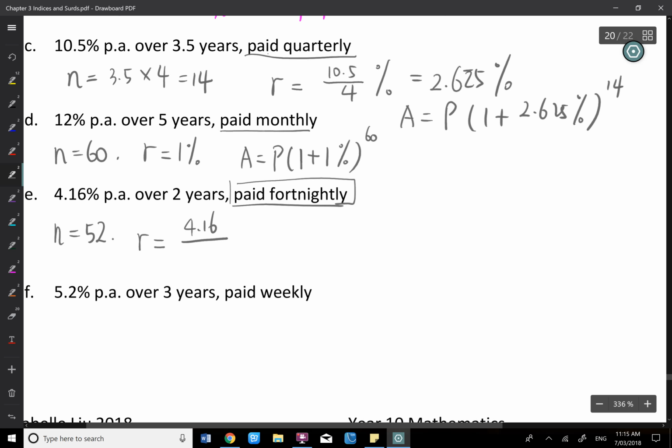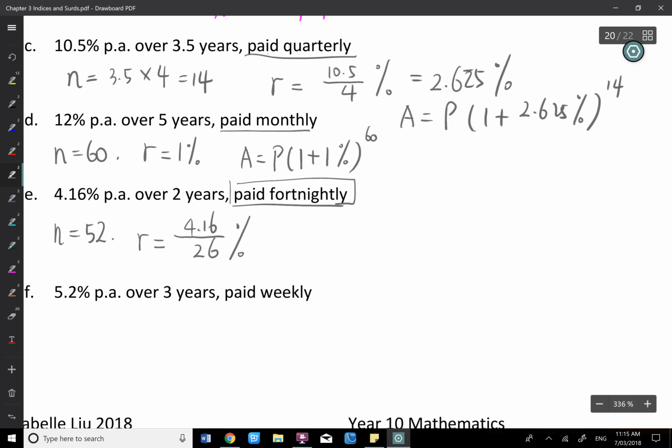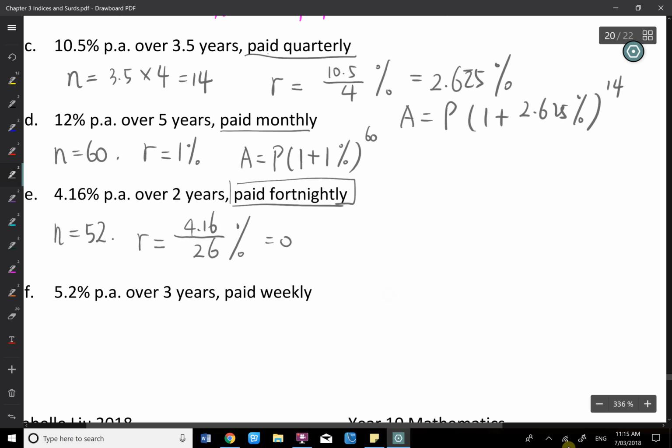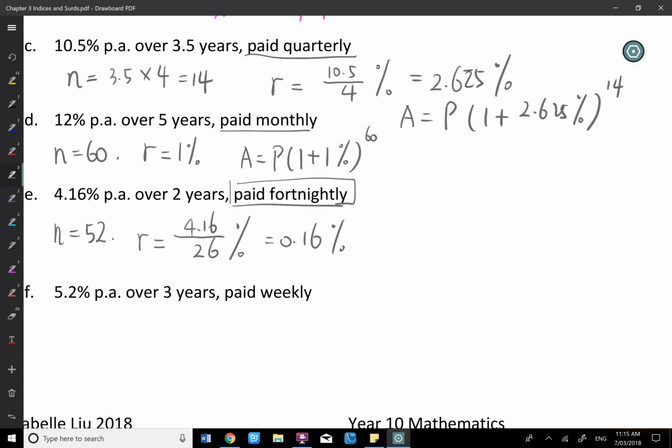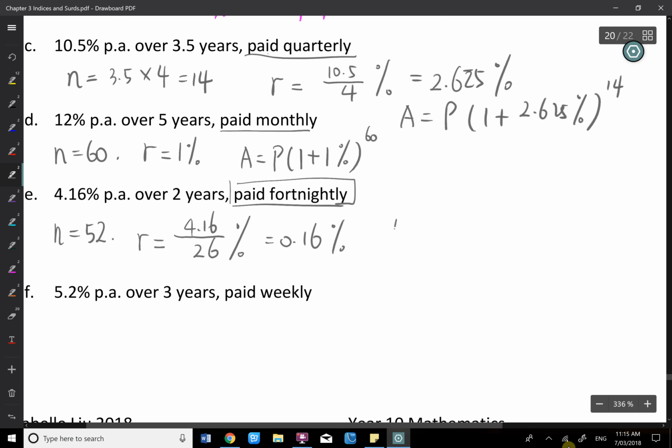Divide by what? 26. Because a year has been cut into 26 periods, so that's the calculation. Yeah, it's 0.16. Okay, so a year has been cut into a period of 26 times, and then you would divide that by 26 to see the interest. So A will be principal times 1 plus 0.16% to the power of 52.